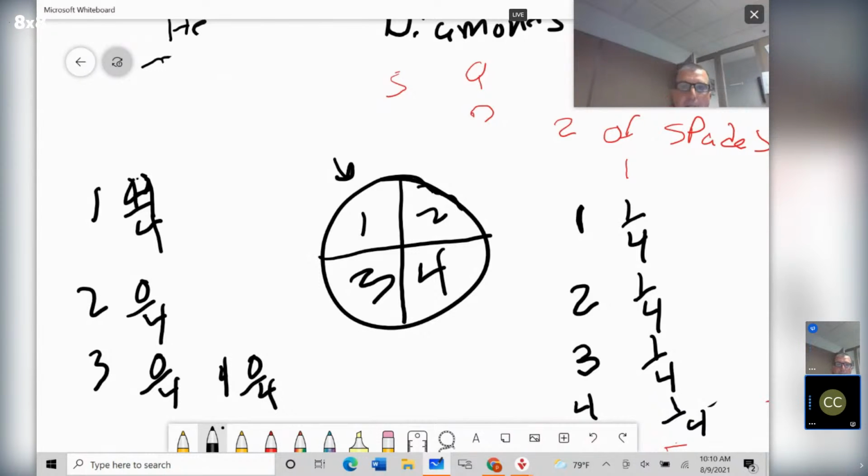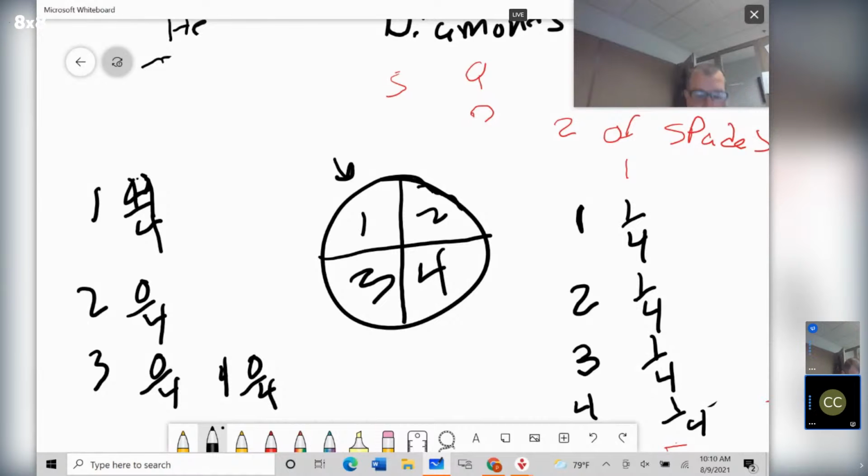So all experimental means is when you're actually doing the spinning, the flipping, the picking the marbles out of the bag. That's when you actually do the experiment. Theory is just without trying anything. And theory is just based off basically, we have 4 numbers. We're going to spin it. There's a 25% chance of landing on each number.